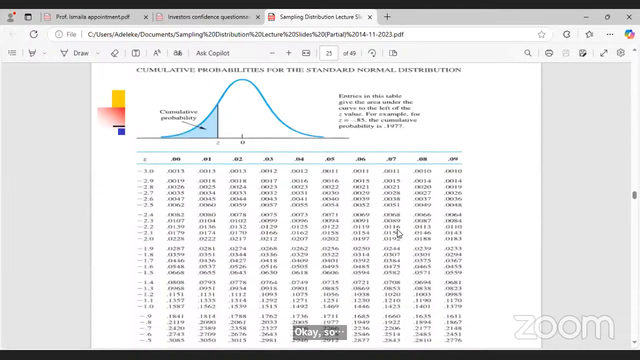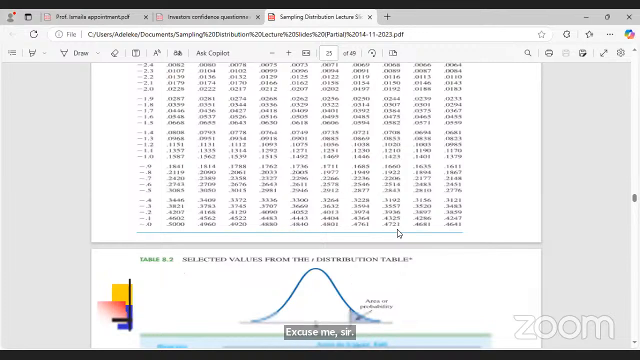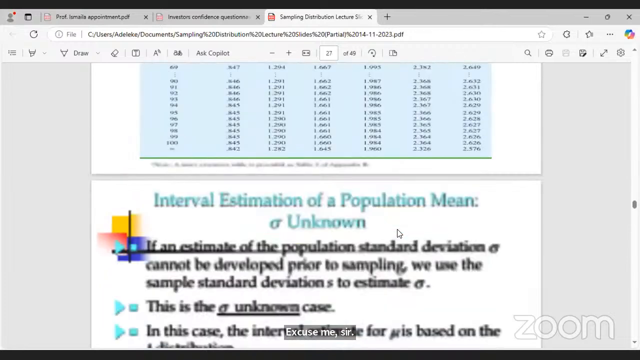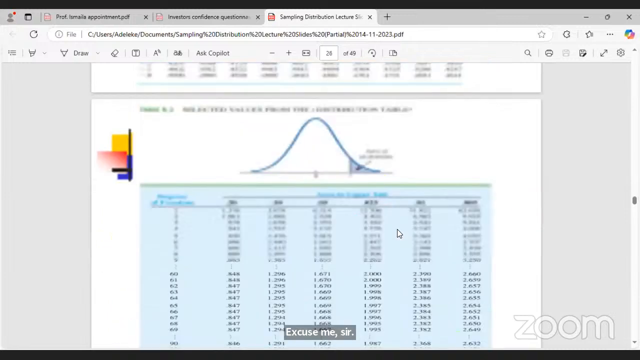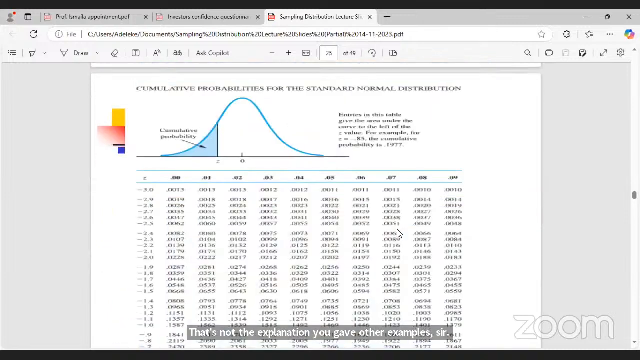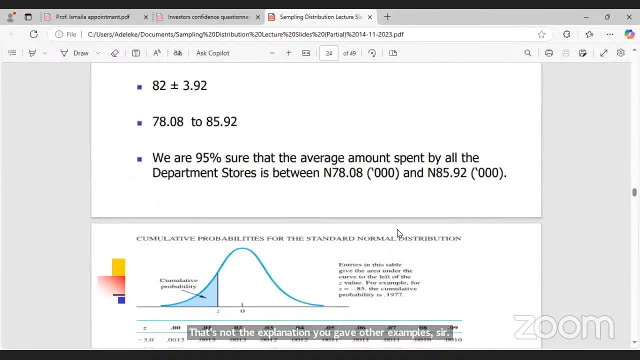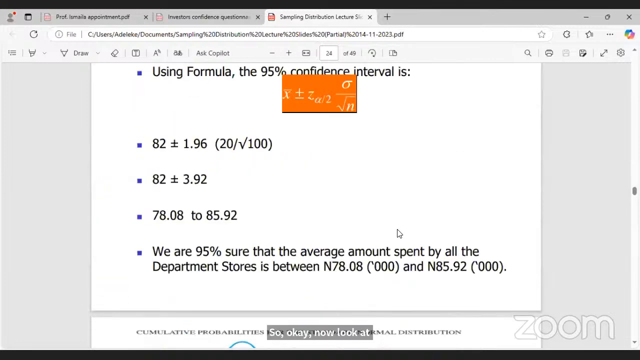Excuse me, sir. Yeah, go ahead. Yes, sir. Sir, I didn't understand the explanation you gave for that example, sir. Oh, okay. Now look at what you have on the screen.